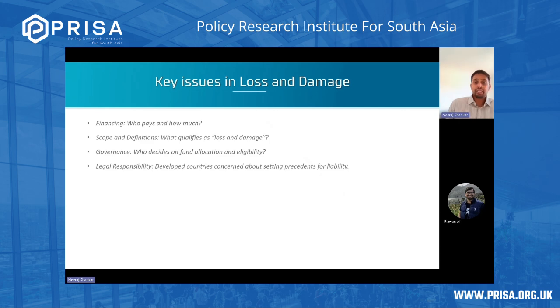Many developed countries fear that the formal L&D funding could set a precedent for climate reparations or legal liability. So this has led to cautious language in agreements emphasizing assistance over liability, which you have seen in Article 8 paragraph, in Paris Agreement paragraph 52.